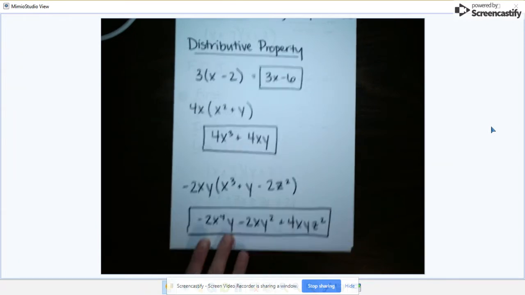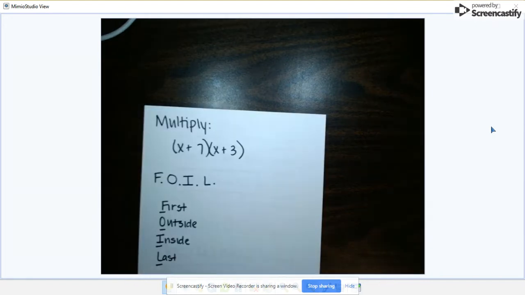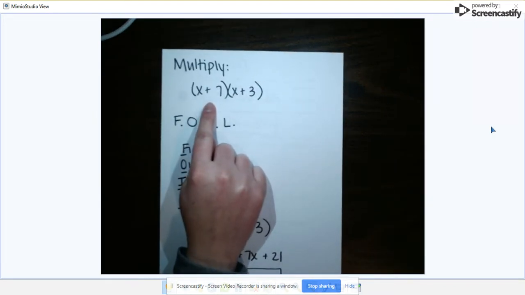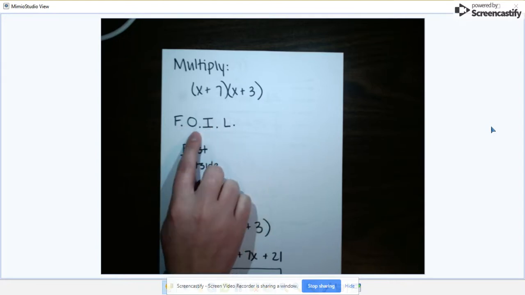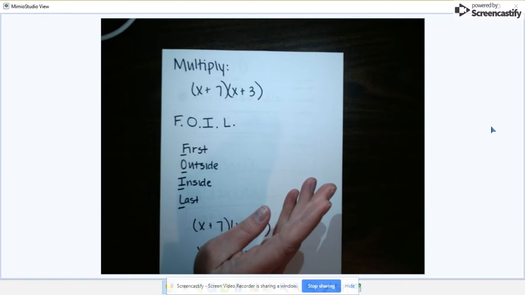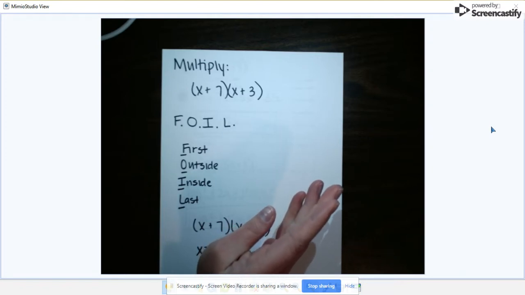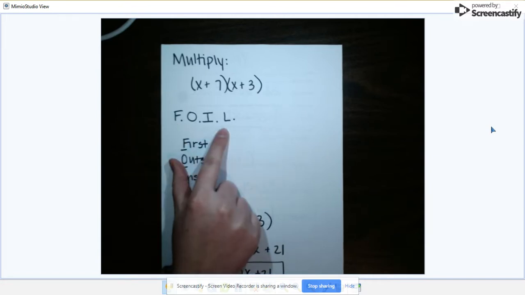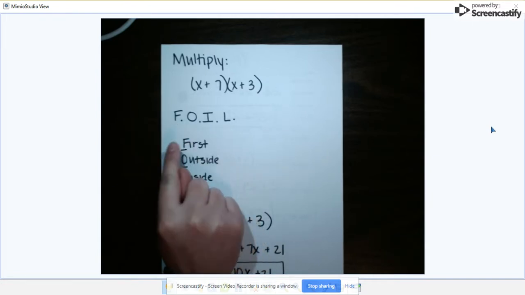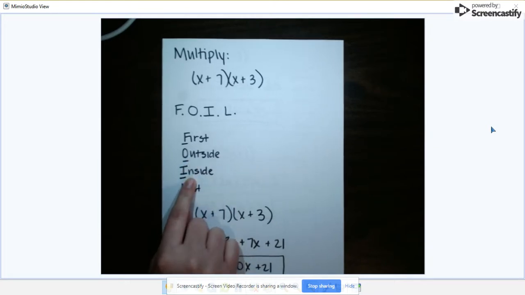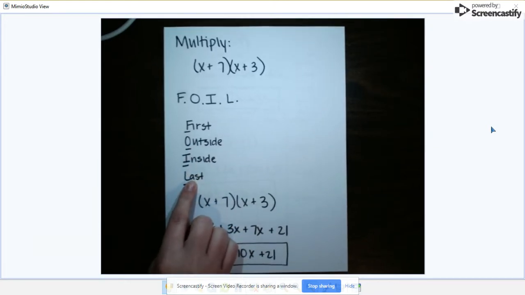So we're going to move into multiplying binomials by one another. So we have problems like this, x plus 7 times x plus 3, and our goal is to multiply those together. Well, technically this is a distributive property problem. However, I have an acronym for you to help make this a little easier on yourself. So we're going to use the acronym FOIL. Okay, the F stands for first, O stands for outside, I stands for inside, and the L stands for last.